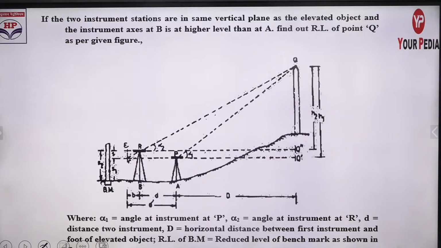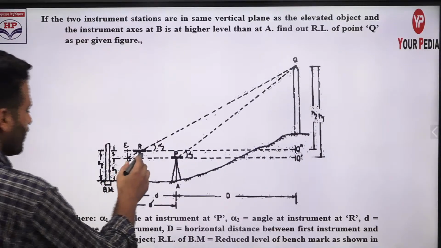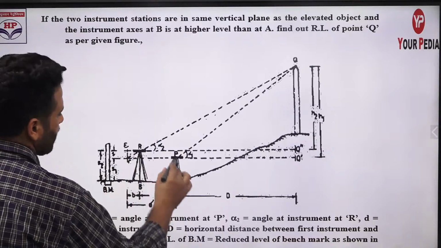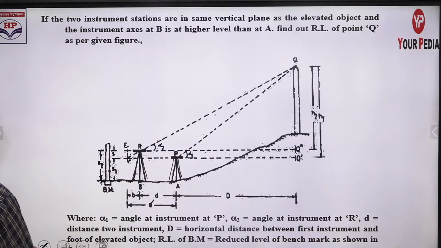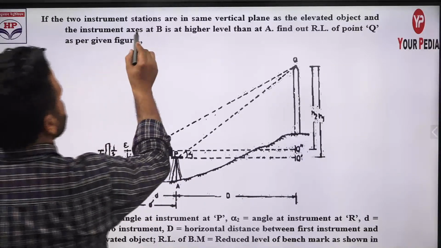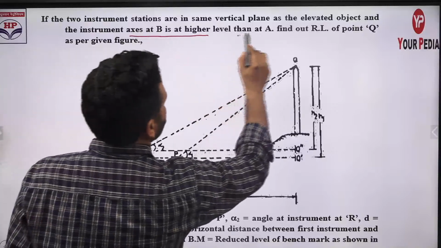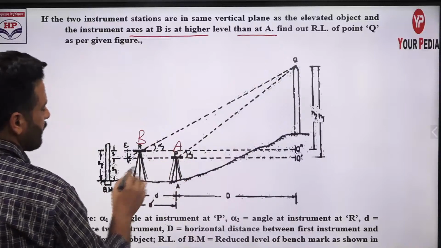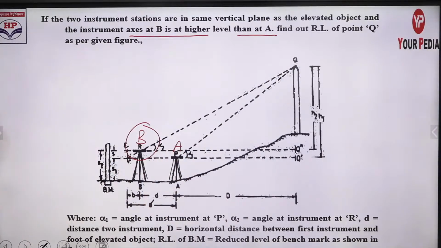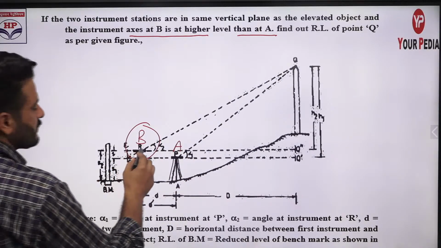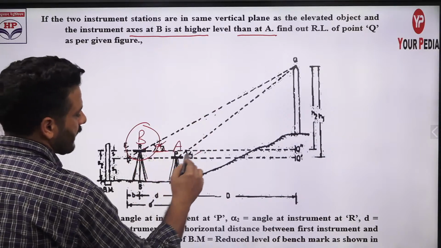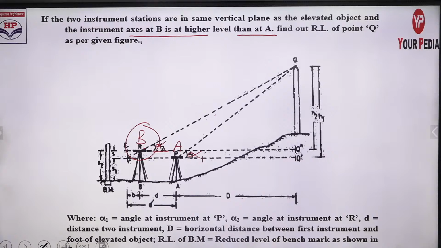If two instrument stations are in the same vertical plane, one instrument station is here and one instrument station is here. Now pay attention, they are in the same vertical plane, but the axis of B is at a higher level than A. This is B, this is A. B is at a higher level than A. The angle that this line of sight makes with the horizontal is alpha 2 at B, and alpha 1 at A. I think this picture is not so clear, so I'm making it again.